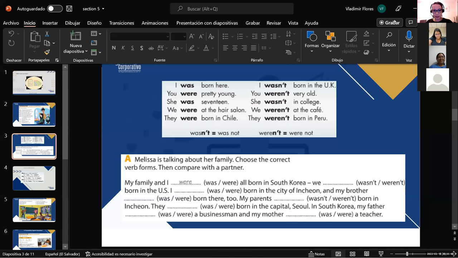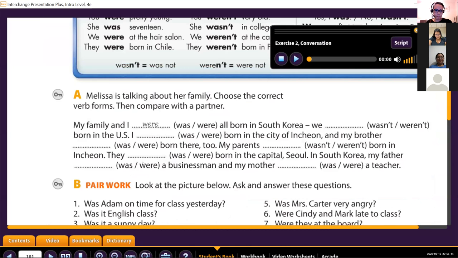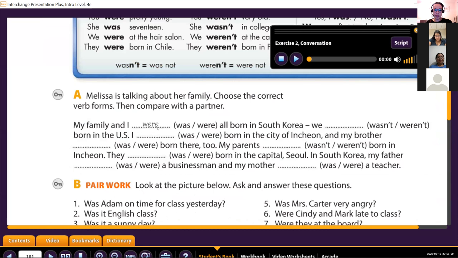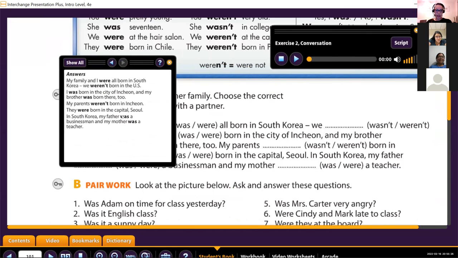Let me share the other part of the screen so we can see all the answers together. Let me move this. This was the little paragraph that we just completed. So here it is. Let's repeat. My family and I were all born in South Korea. We weren't born in the US.